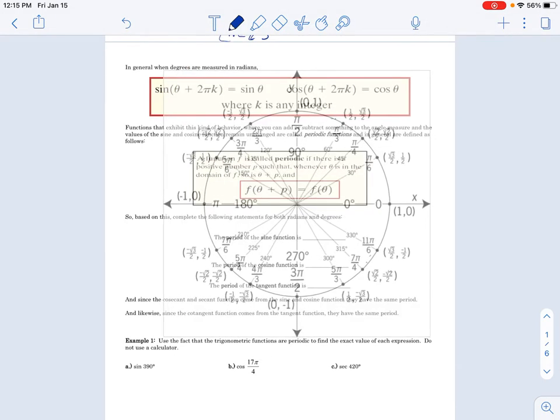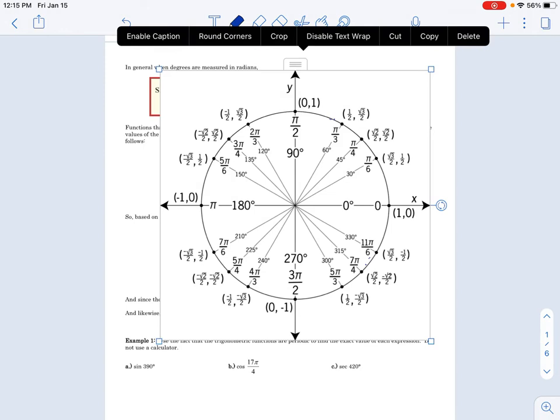And hopefully you get in the habit of, I know we don't all have a printer, but having that unit circle out so it's just really easy to use throughout this entire unit.